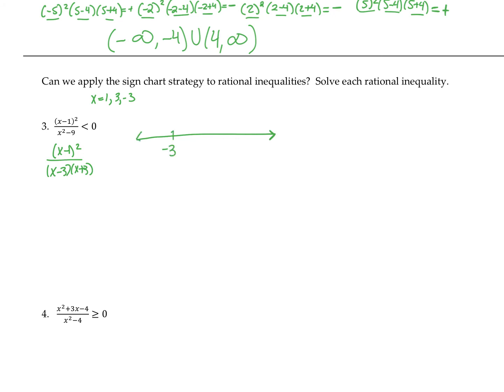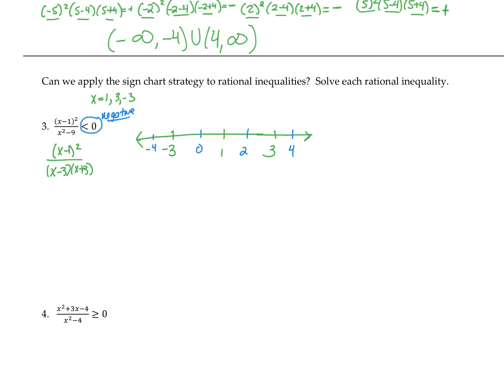So negative 3, 1. Make this a little longer. 3. Then I need to test points in between those. So between negative 4, I could test 0, I could test 2, and I could test 4. So I want to find out when it's less than 0. So again, I'm going to look for when it's negative.